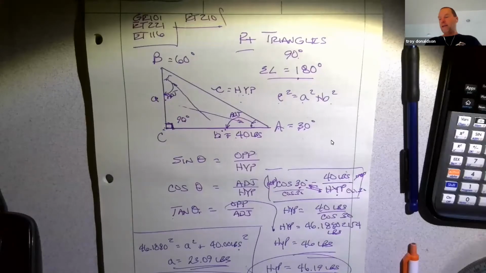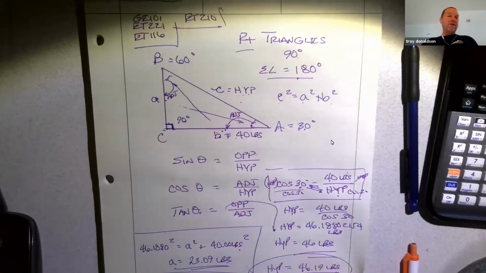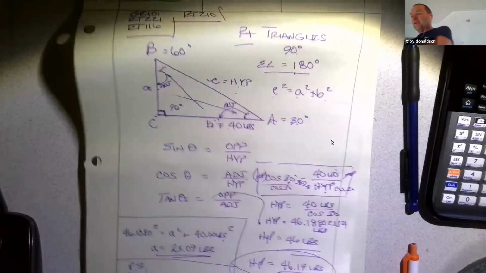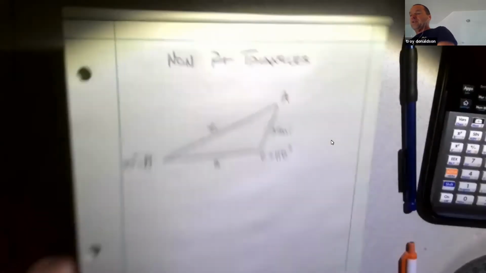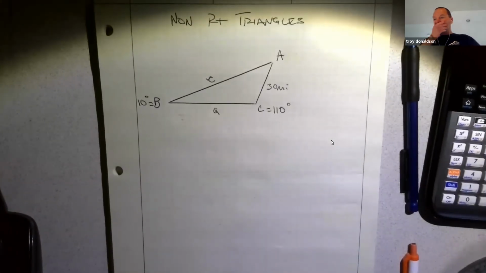ET 120, Engineering Problem Solving, Trigonometry, lecture number 2. And this lecture will not be on right triangles. We did right triangles. It'll be on non-right triangles. So non-right triangles obviously don't have a 90 degree in them. No 90 degree. So for non-rights, throw out the trig functions, sine, cosine, and tangent. Those do not apply to non-right triangles.